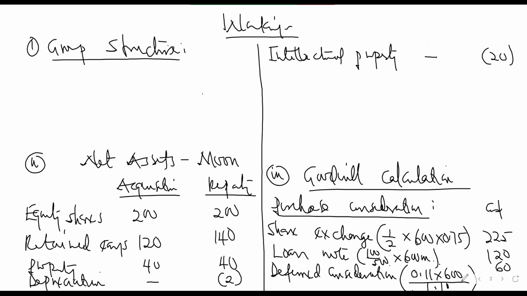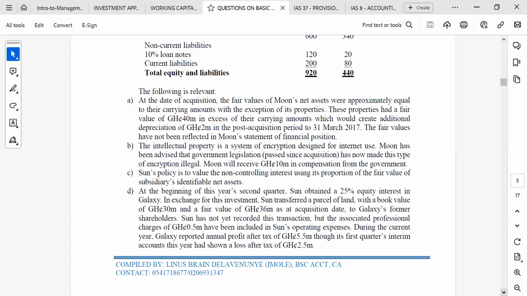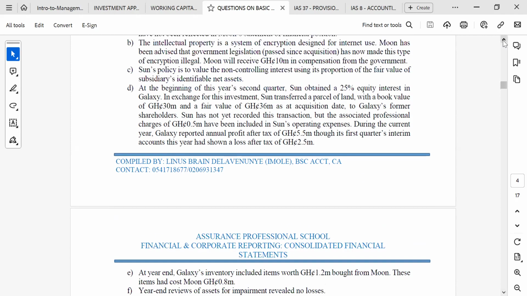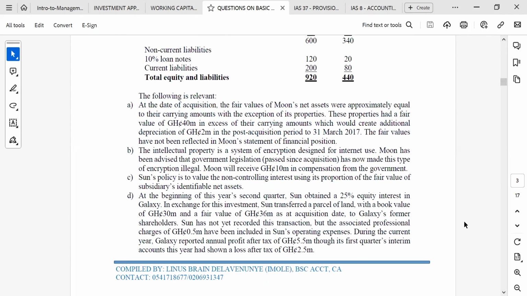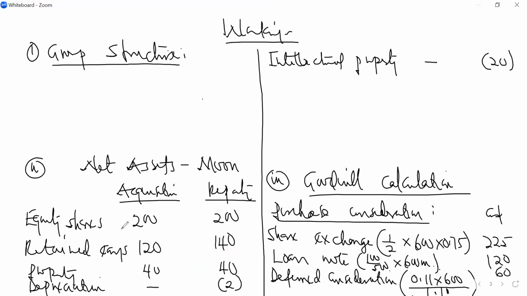Okay, let's move on to the C. Anti-VC. Sun's policy is to value NCI using its proportion of the fair value of the subsidiary's identifiable net assets. Okay, so let's come here. Do we have any other issue that will affect the net asset at acquisition? Do you have any other footnotes here that will affect that? No. Okay, so we can comfortably just add the net asset at acquisition.